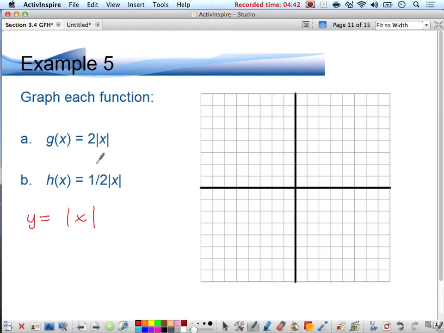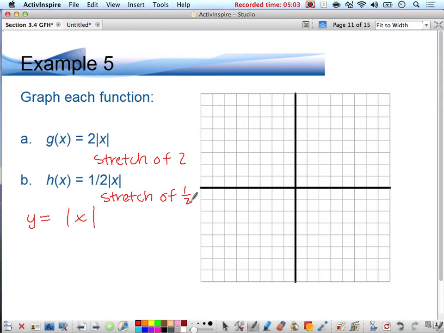So this is actually called a stretch of 2. And this one is actually called a stretch of 1/2. But a lot of books will call that a shrink. So stretch or shrink, it doesn't really matter to me what you call it. You can call it either one, as long as you know it's 1/2.